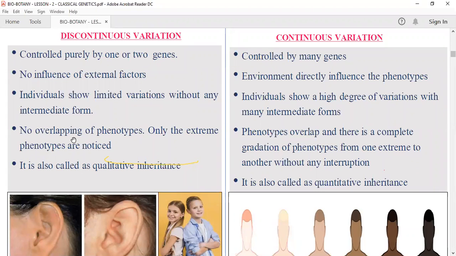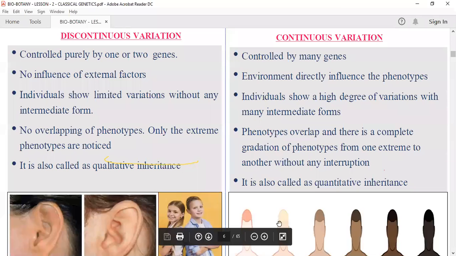And then, no overlapping of phenotypes, only the extreme phenotypes are noticed. These two points are the same. If there is no intermediate, definitely there is no overlapping of phenotypes, only the extreme phenotypes are noticed. But here the phenotypes overlap, and there is a complete gradation of phenotypes from one extreme to another without any interruption. This is also an example. The phenotype may be extreme dark or extreme white without any intermediate. Here many intermediate forms are present.